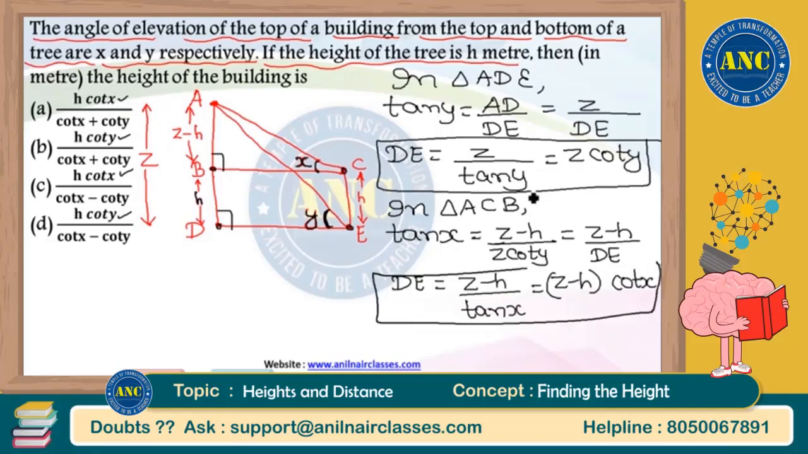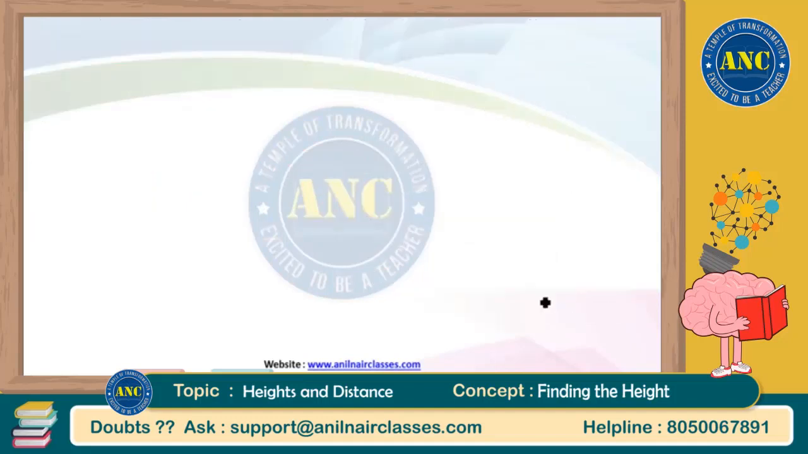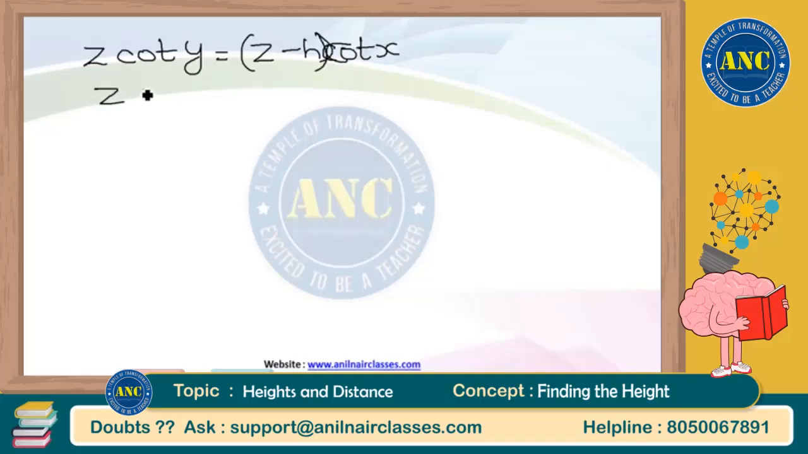So the DE value is Z cot Y in the first equation. The same DE value is Z minus H into cot X in the second equation. If I equate both, Z cot X is equal to, sorry, Z cot Y, right sir? Yes. This is not X in this case, this is Y. Z cot Y is equal to Z minus H into cot X. Simplify. It is Z cot Y is equal to Z cot X minus H cot X.